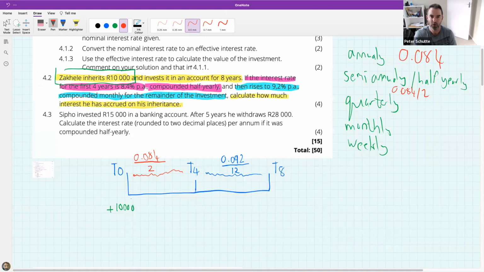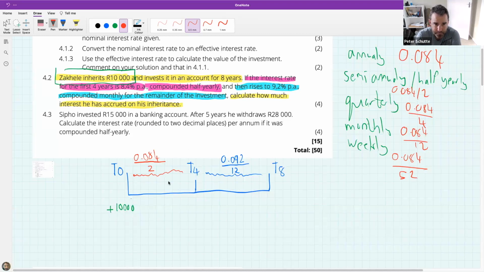If I needed it to be quarterly, I would divide it by 4. If I needed it to be monthly, I would divide it by 12. If I needed it to be weekly, I think there are 52 weeks in a year. Or maybe I'm making that up, but whatever number of weeks there are. Okay, so that's the one thing.